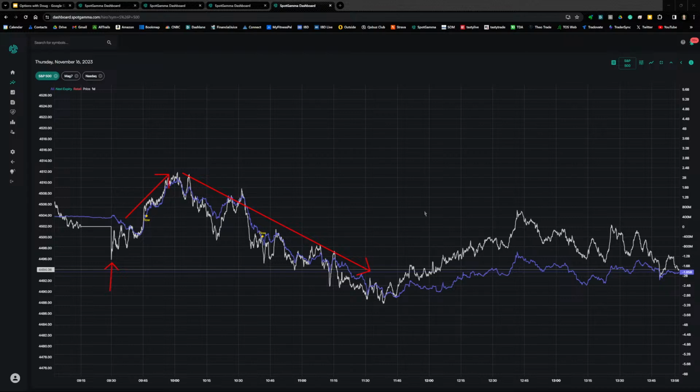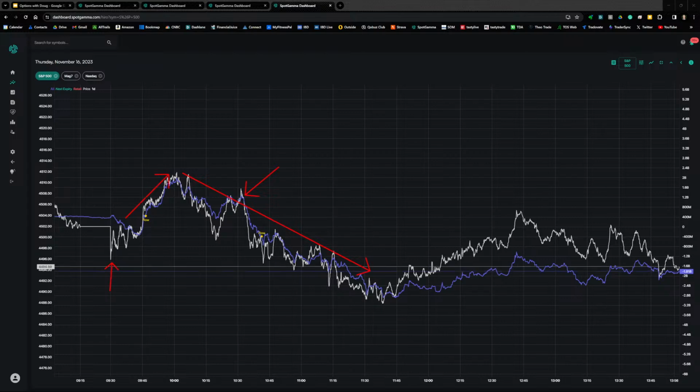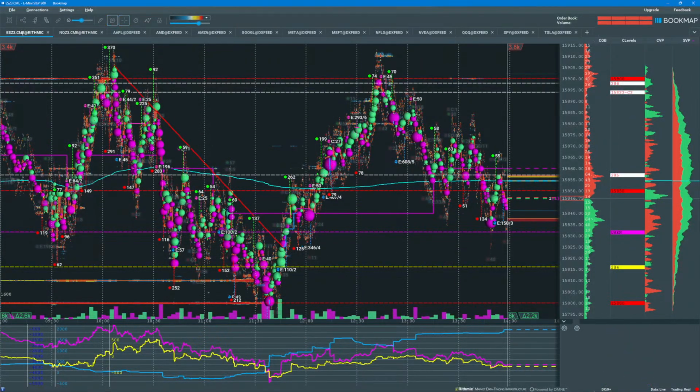HERO started making lower highs, and price followed very closely. So really the clear entry point here was right around 10:30. So let's go take a look for a short. So let's go take a look at the Bookmap. Go back to ES.